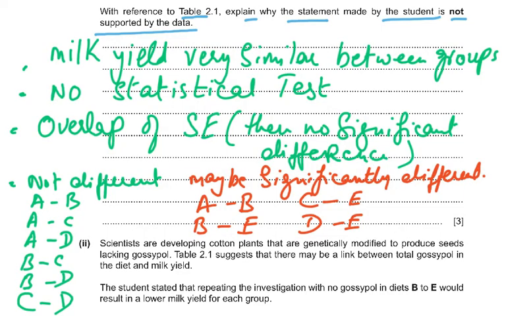So milk yield very similar between groups. Then number 2, no statistical test carried out. Then overlap of standard error. So then no significant difference. Not different were A, B, A, C, A, D, B, C, B, D, and C, D. Maybe significantly different were A, E, B, E, C, E, and D, E.